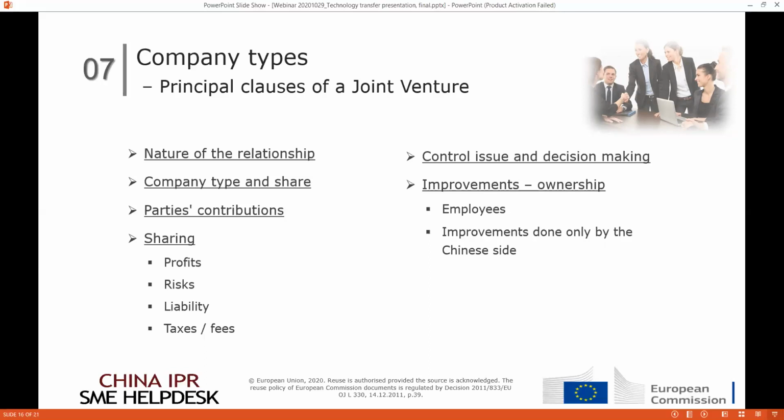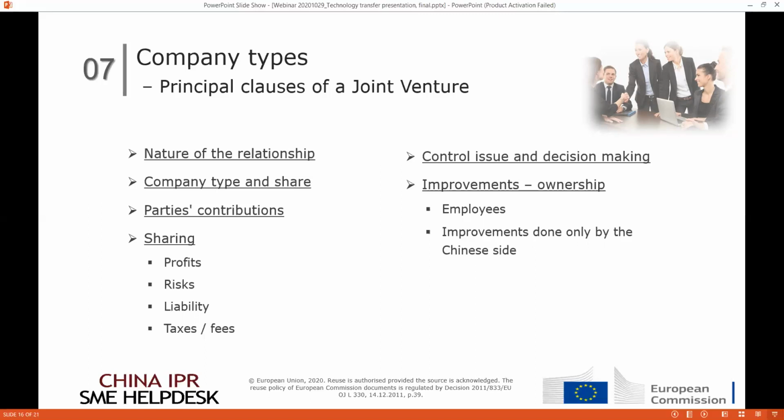Then you will have a different rule for how to share profits. But also you should take into account how to share the risk, liabilities, who will pay taxes, who will pay fees. Everything should be established in the joint venture before starting the company. Another important clause is the control, how to make decisions. What is the decision-making process? Who will take the decisions when we have several owners, and how can we proceed if we disagree with the decision?